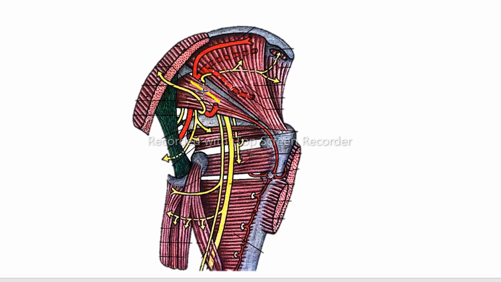So this piriformis is the key muscle of the gluteal region. The vessels and nerves from the greater sciatic notch enter into the gluteal region above the piriformis and below the piriformis. Here we can see the superior gluteal nerve and superior gluteal vessel. This dotted line shows a nerve between the gluteus medius and gluteus minimus.